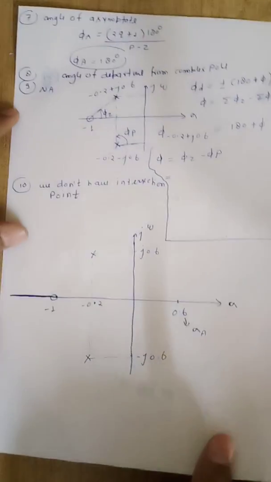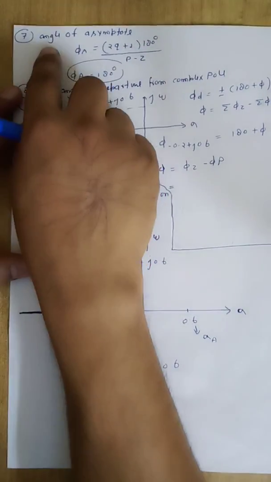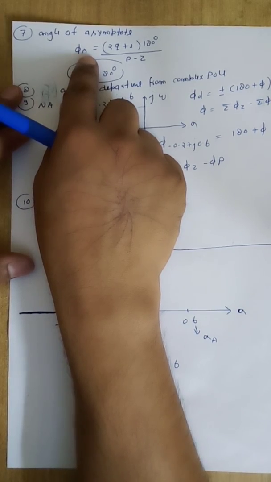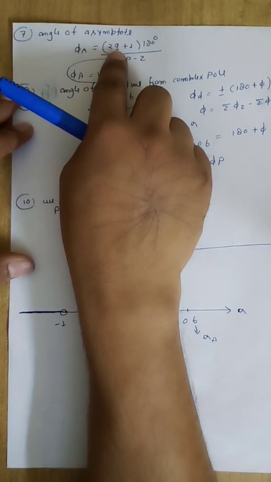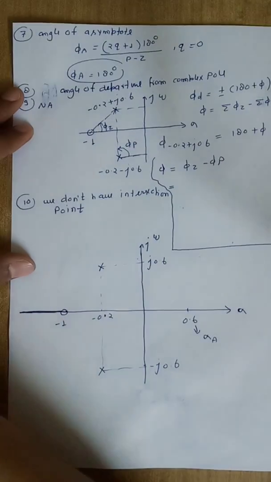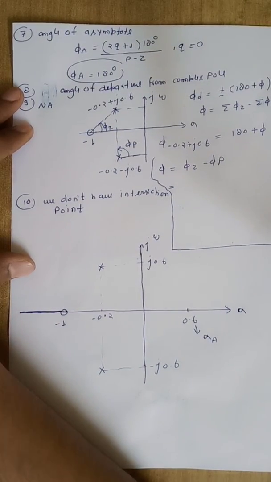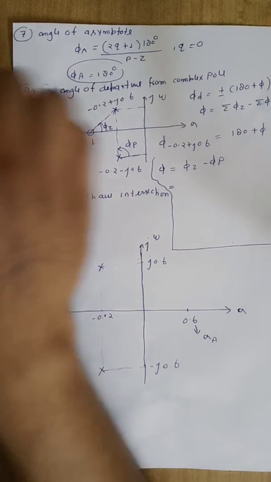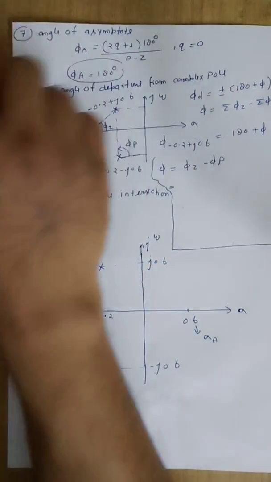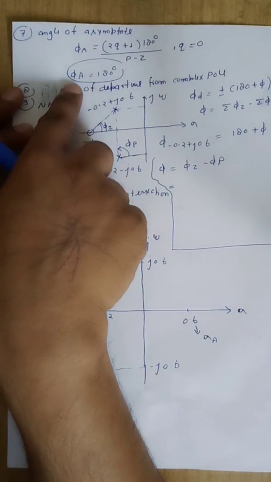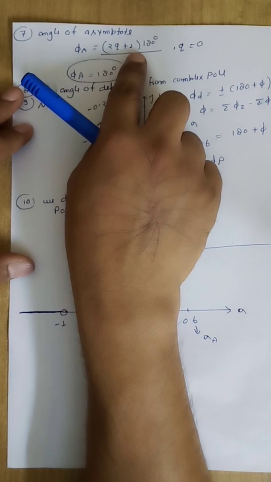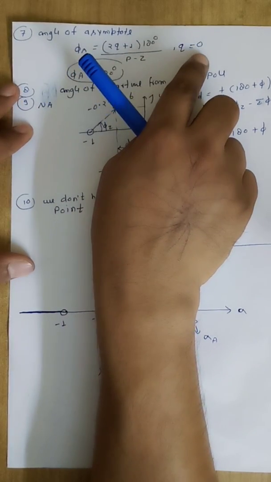In seventh rule, we will calculate angle of asymptote with the help of formula. Already I have told you. Here q we have only 0 because q will vary from 0 to p minus z minus 1. That's why here we have q equal to 0. So we have only one angle of asymptote. It is 180 degree. We can calculate with the help of formula after putting q equal to 0.